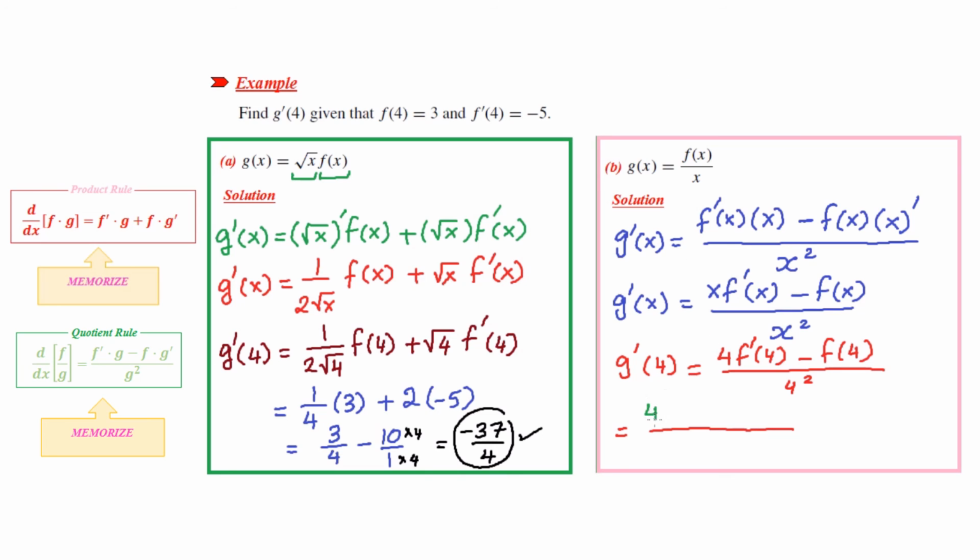Four multiplied by f prime of 4, given equals -5, minus f of 4 equals 3, divided by 16. So we have -20 minus 3 divided by 16, and the answer is -23 over 16. And that's it. Thank you.